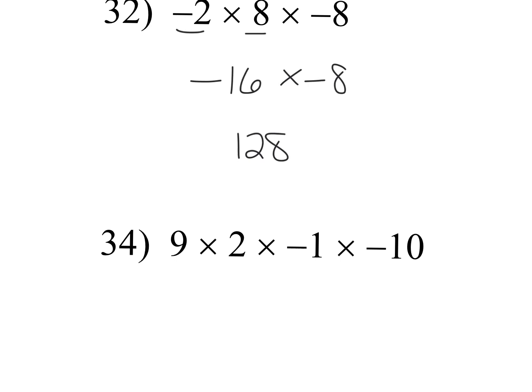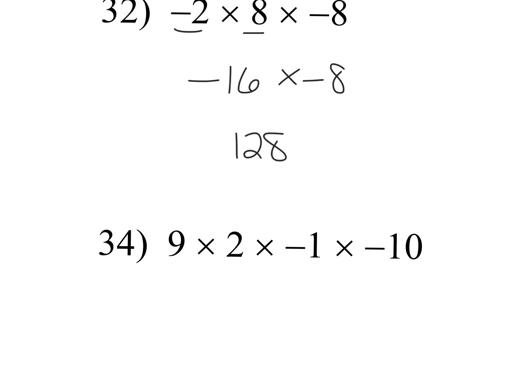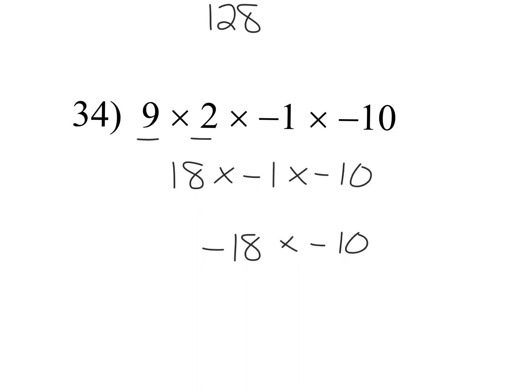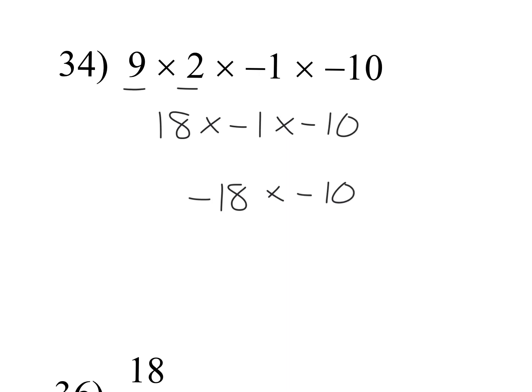Okay, on 34, we have more terms. How do we do that? Left to right. 9 times 2? 18. And then I'm going to rewrite. Now what do we do here? Yep, we have positive times a negative. Negative 18x. Oh, I'm getting these mixed up. Negative 18 times negative 10. We have negative times a negative. Positive, so it would be 180. So that's just making sure you're watching out for those negatives. Negative times a negative is positive. Negative times a positive is a negative.